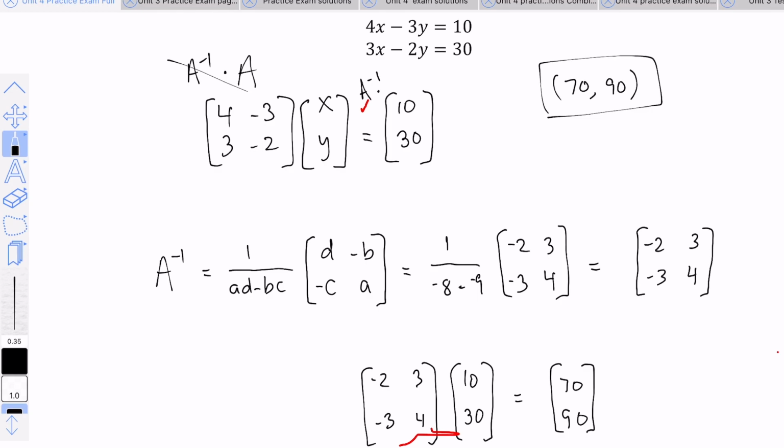And again, we can check this. 4 times 70 is 280, and 3 times 90 is 270. 280 minus 270 is 10. Here, 3 times 70 is 210. 2 times 90 is 180. 210 subtract 180 is 30. So it checks out.